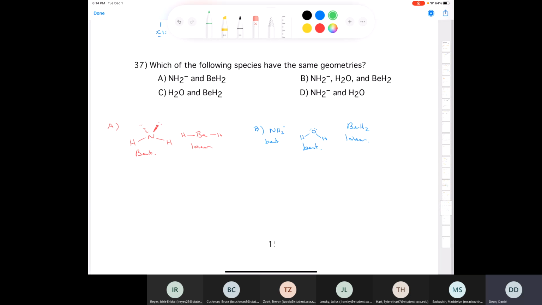If I move on to C, water is bent, and beryllium hydride, BeH2, is linear. And then if I go to D, I see that NH2 minus, the amide ion, is bent, and water is also bent. And so the answer is going to be D. NH2 minus and H2O are both bent.